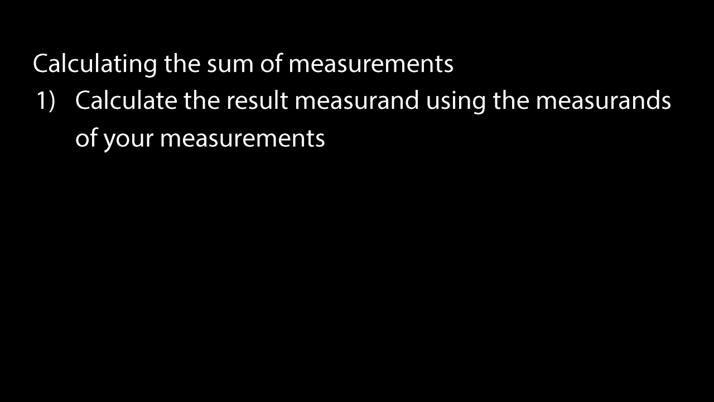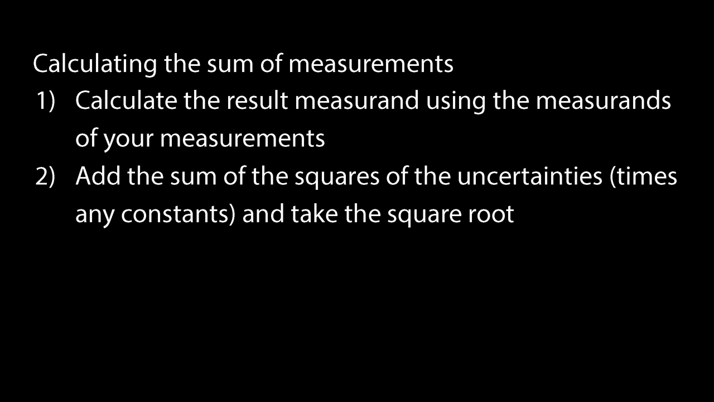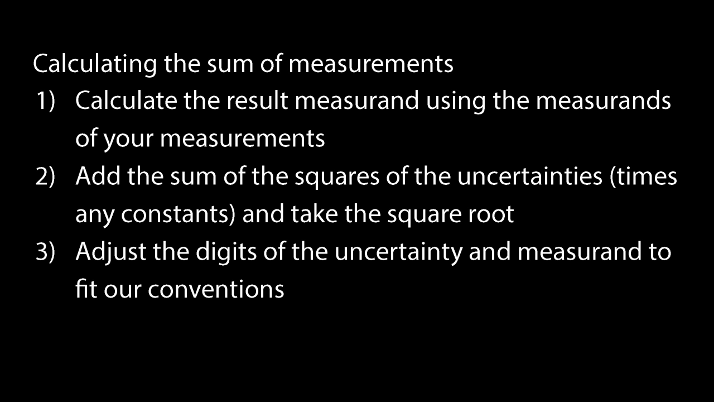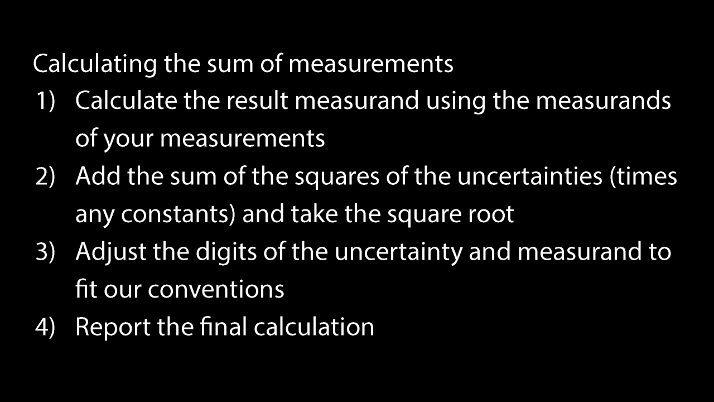So the steps for calculating the uncertainty for the sum of measurements are: 1. Calculate the result measurand using the measurands of your measurements. 2. Add the sum of the squares of the uncertainties times any constants and take the square root. 3. Adjust the digits of the uncertainty and measurand to fit our conventions. And 4. Report the final calculation.